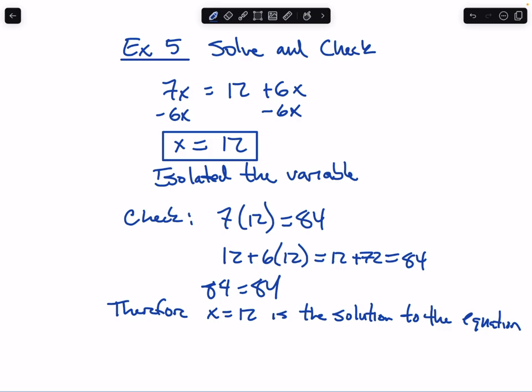Let's do one last example. Example 6. Solve and check. Okay, this time our equation is 3x minus 6 equal to 2x plus 5. Now again, just like in the last example, we have the variable on both sides of the equation, and this time we actually have constants or numbers on both sides of the equation.